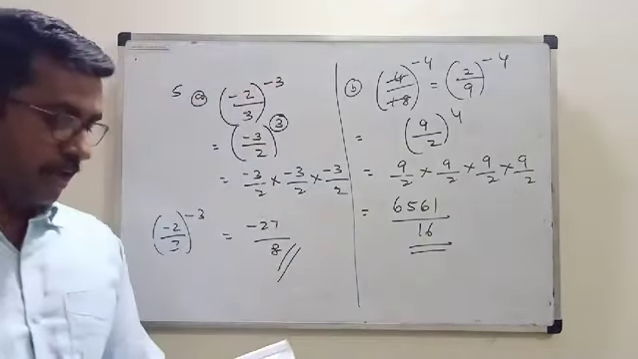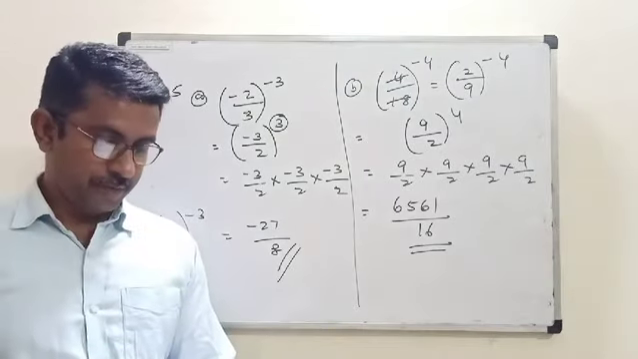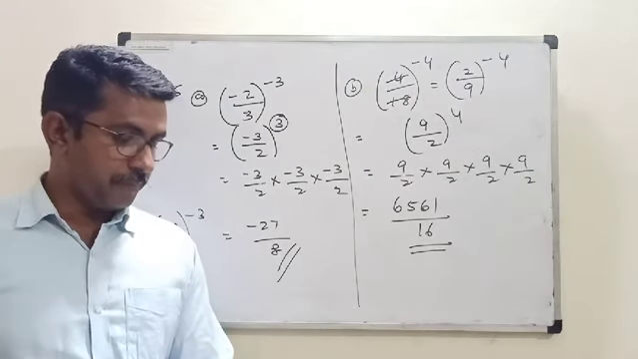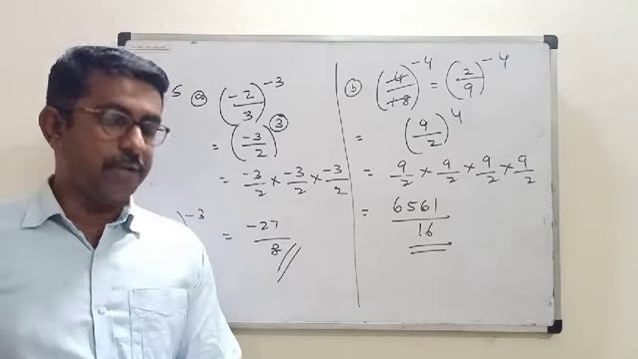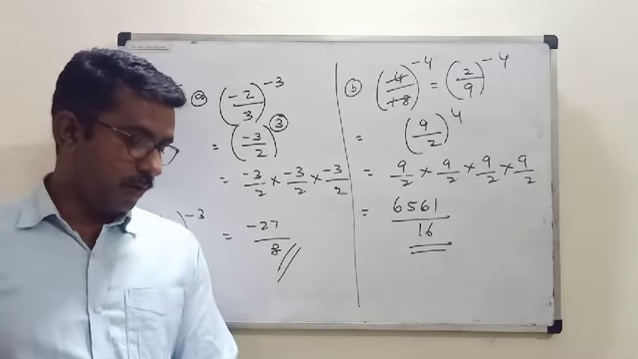60. This is the answer. Have you understood? Okay. Now we see this one. 11 by 9 to the power 0. What is the answer? 1 only.